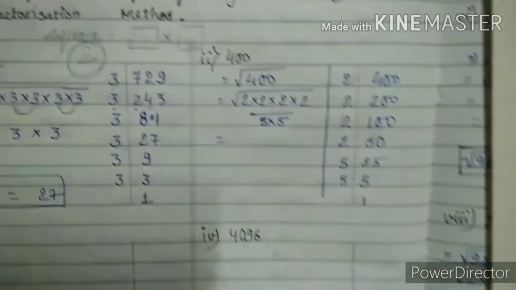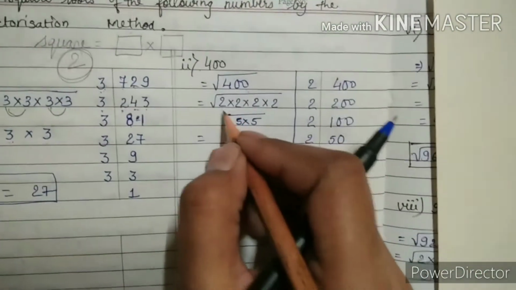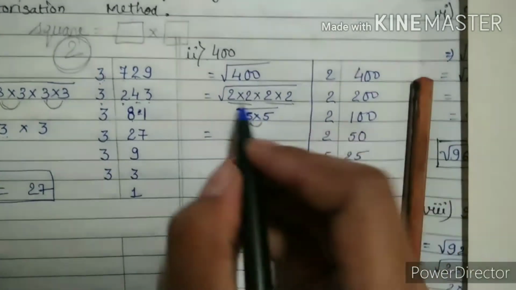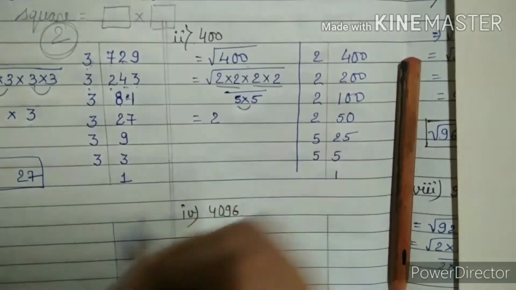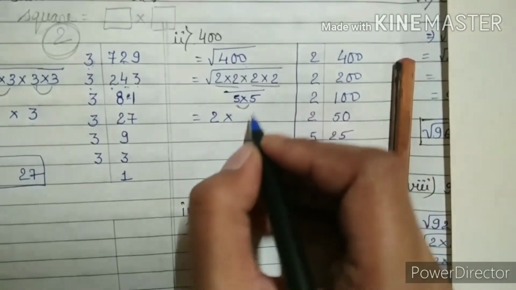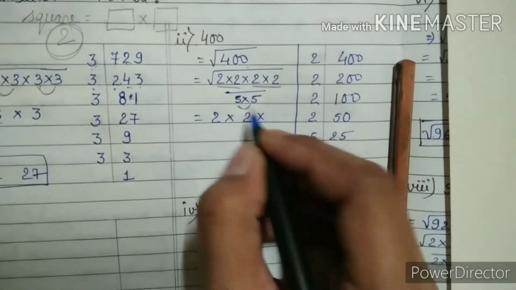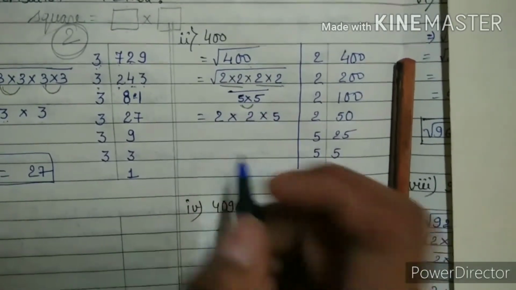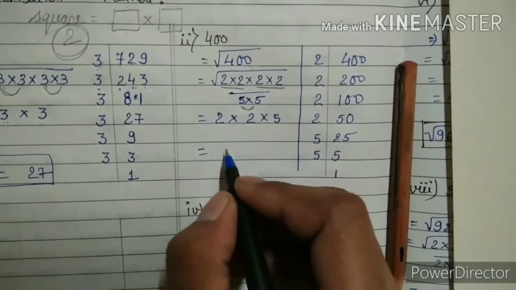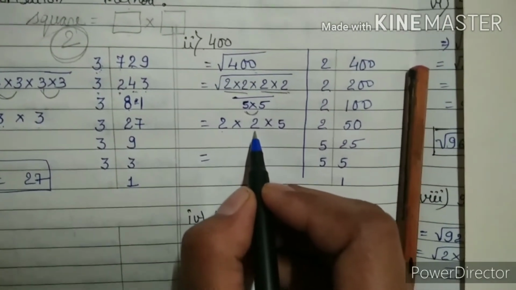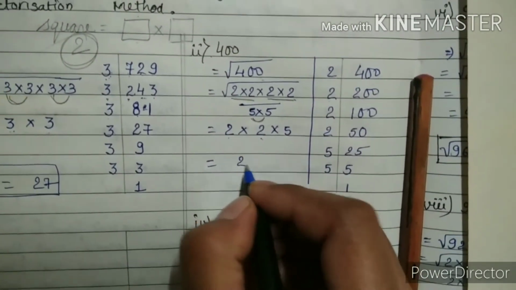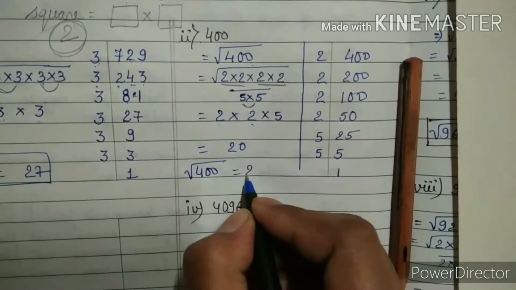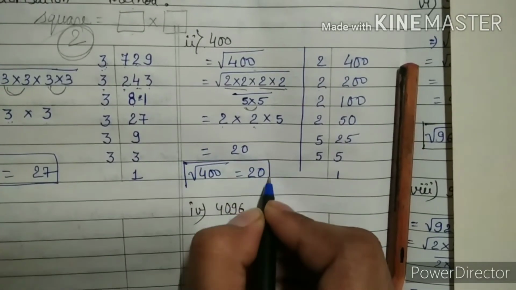Now again we have to see the pairings. Here is one pair, here is the second pair, here is the last pair. The first pair gives us 2, the second pair also gives 2, and the last pair gives us 5. They all come out of the under root, so there is no need of putting the under root. 2 into 2 is 4, and 4 into 5 is 20. It means the square root of 400 is 20.